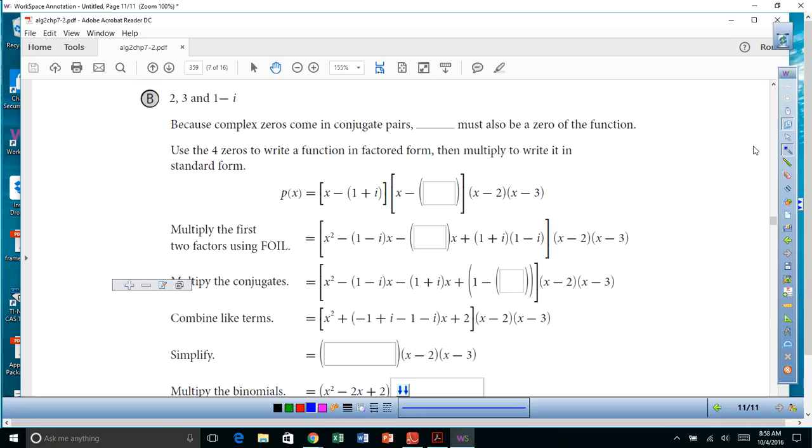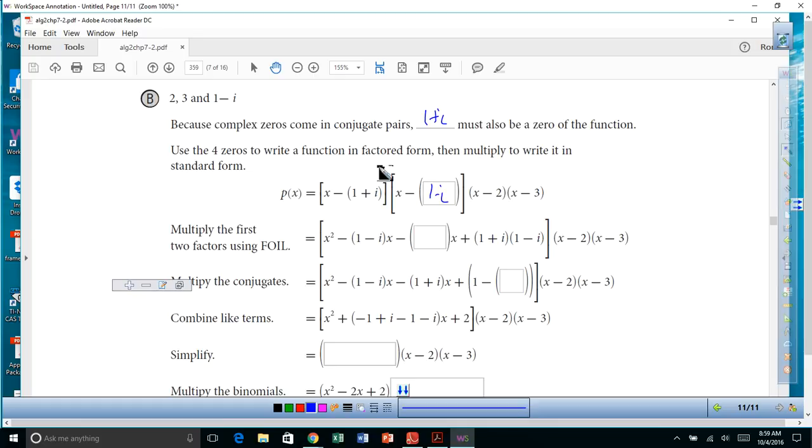Two, 3, and 1 minus i, because complex zeros come in conjugate pairs. 1 plus i must also be a zero of the function. Use the 4 zeros to write a function in factored form. Then multiply to write it in standard form. So you have x minus (1 plus i) times x minus (1 minus i) times x minus 2 times x minus 3.